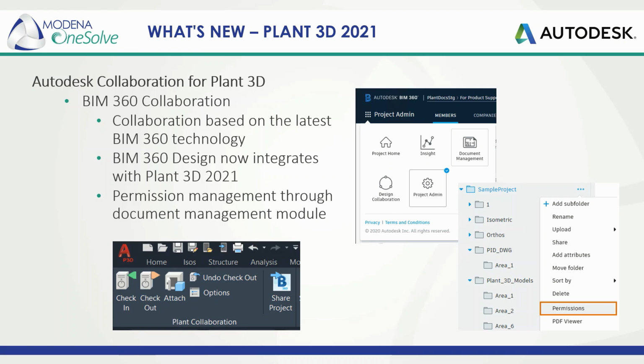BIM 360 Design is a cloud-based solution that integrates with the AutoCAD Plant 3D 2021 toolset to provide an enhanced cloud collaboration experience. In this release, you can now directly share a cloud-based file between AutoCAD Plant 3D and the document management module on the BIM 360 platform. By leveraging the document management module, permission management is now available in the collaboration workflow. With this feature, project teams and the extended stakeholders can securely collaborate and share files and data across locations and disciplines.